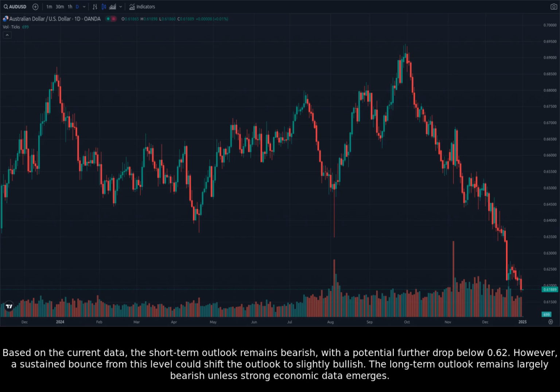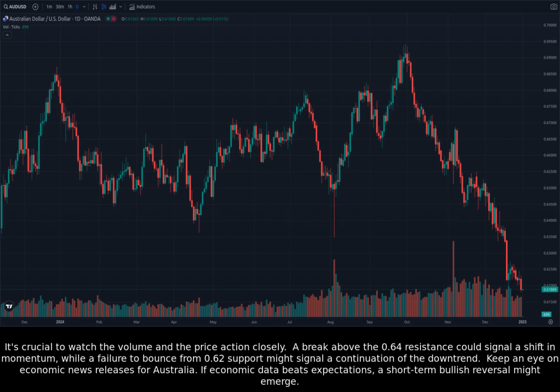The long-term outlook remains largely bearish unless strong economic data emerges. It's crucial to watch the volume and the price action closely. A break above the 0.64 resistance could signal a shift in momentum, while a failure to bounce from 0.62 support might signal a continuation of the downtrend.